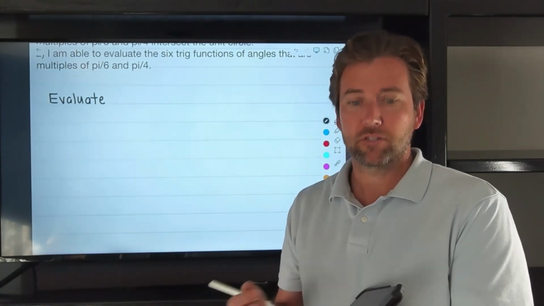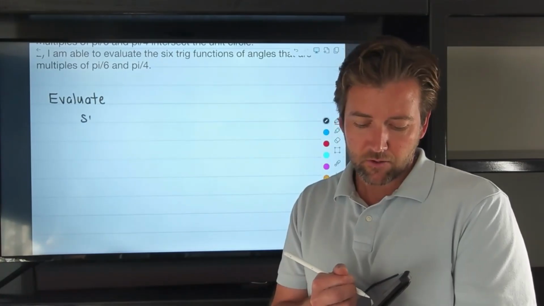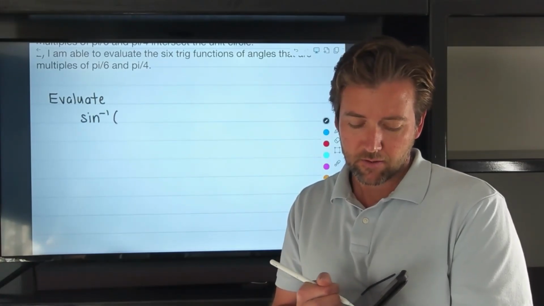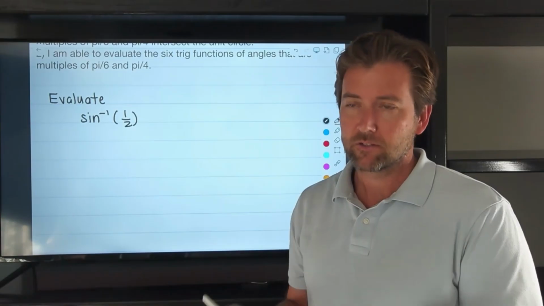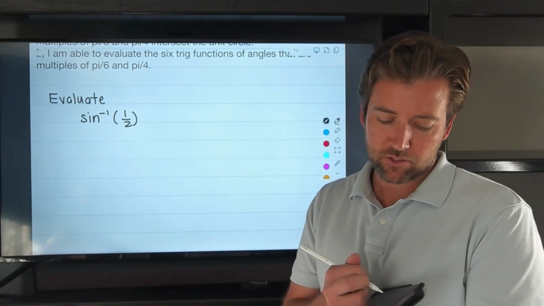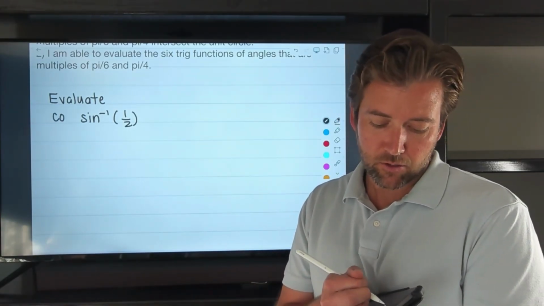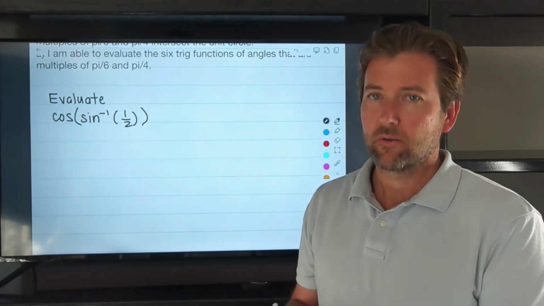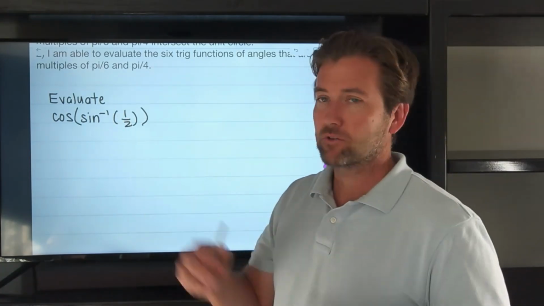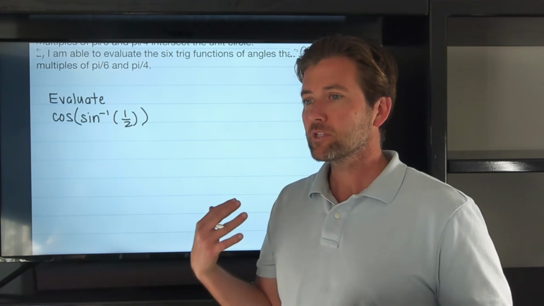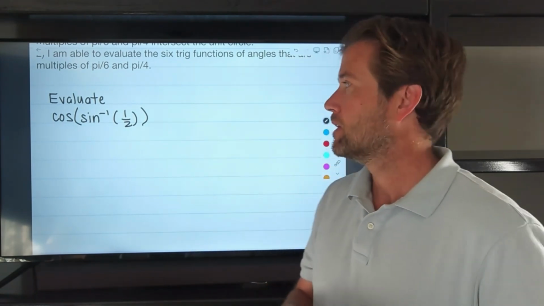Now in the previous lesson or video, we evaluated the arc sine of a half. Today we're going to add one extra component, which is going to take, in this case, the cosine of this inverse trig function. Now, let's make sense of the problem before we solve it.